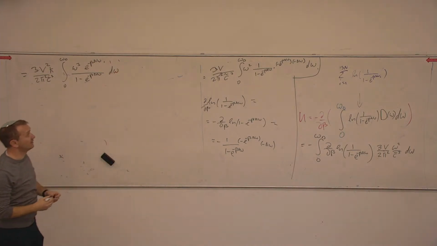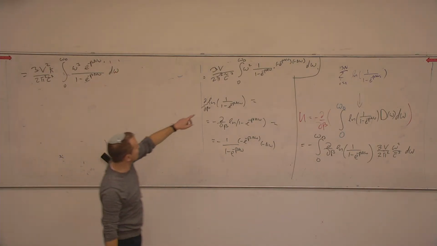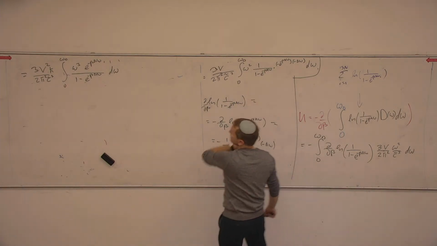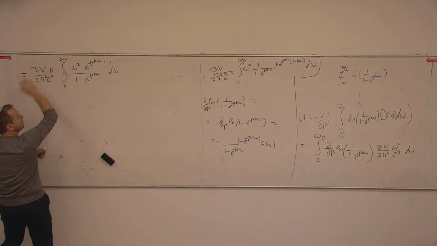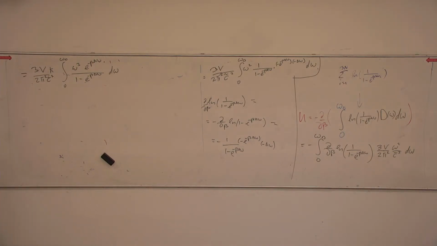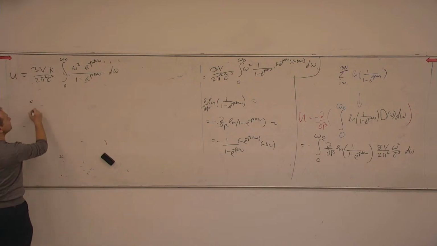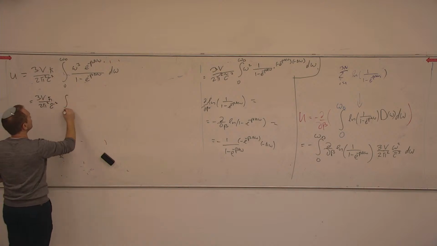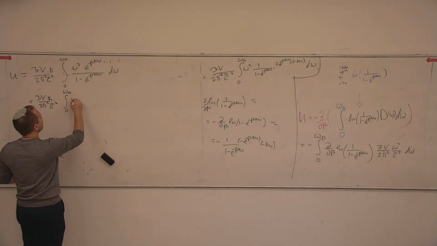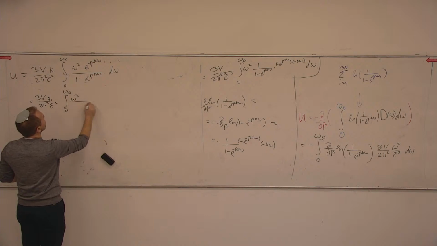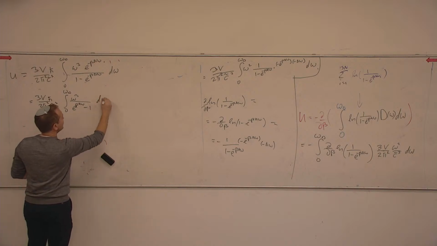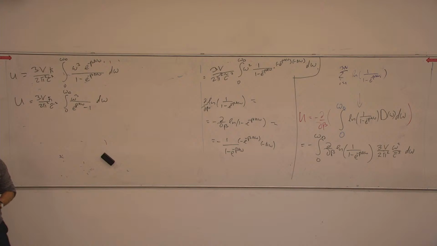Why is V squared? Not squared, V. Thank you, not squared. Okay, so this is U. I can write it a little bit simpler: 3V h bar over 2 pi squared c tilde to the third, an integral from 0 to omega_D of omega to the third divided by e to the power beta h bar omega minus 1, d omega. So this is U. Okay, nice integral.